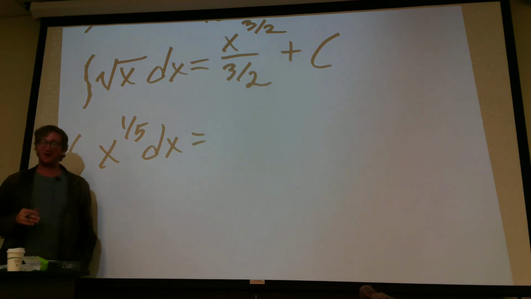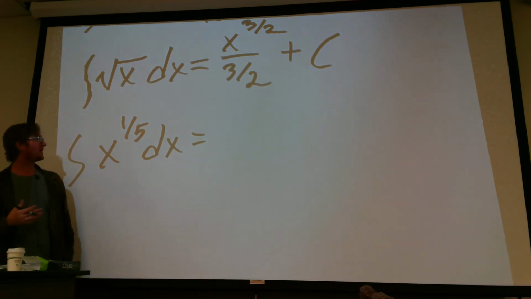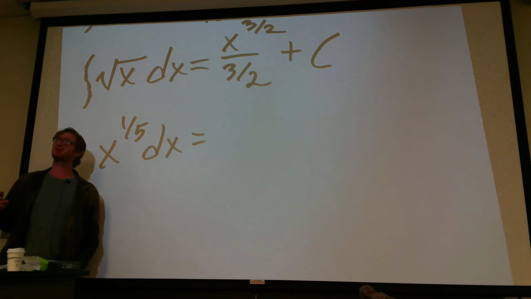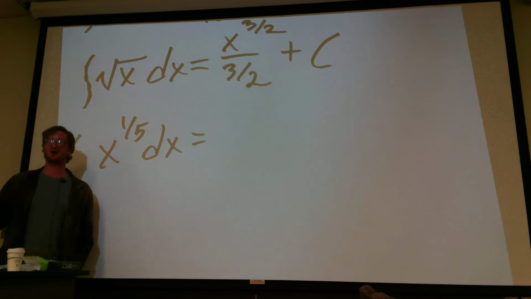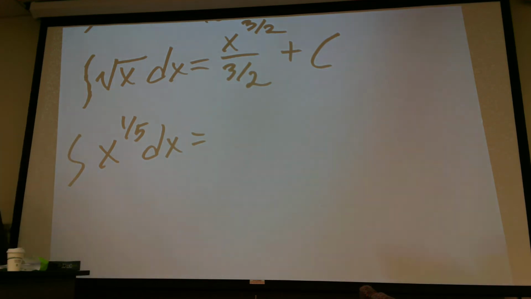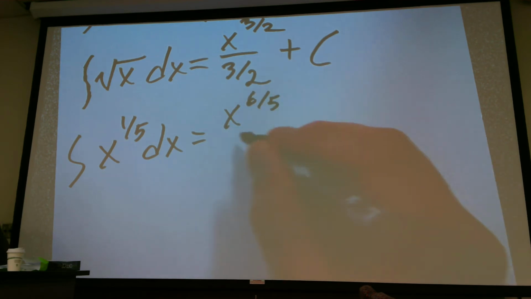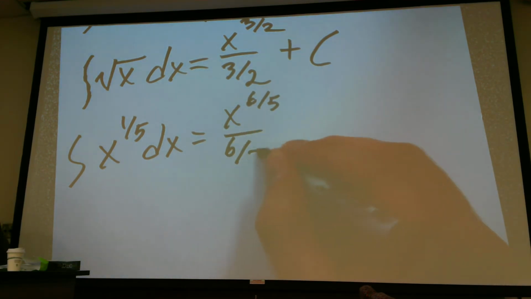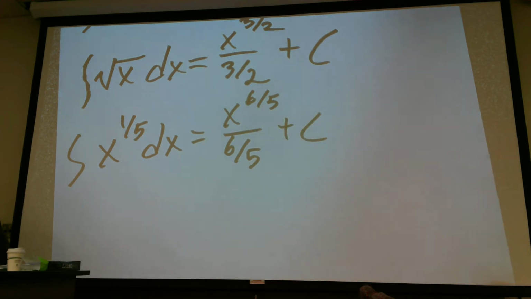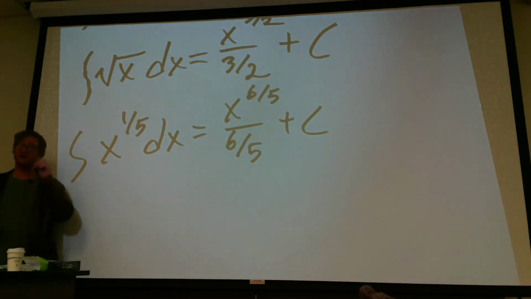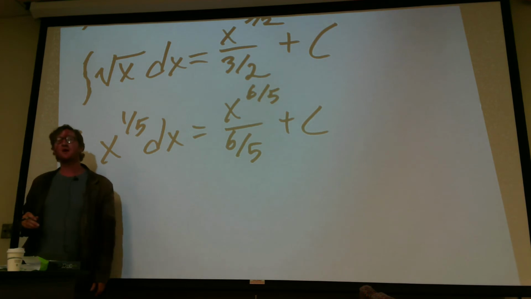Okay, so we have to think of this as the integral of x to the 1/5. So what is it going to do? It's going to go up to 1/5 plus 1. So we're talking about 1 over 5 plus 5 over 5, which would be 6 over 5. Yeah, so it works with fractions as well.